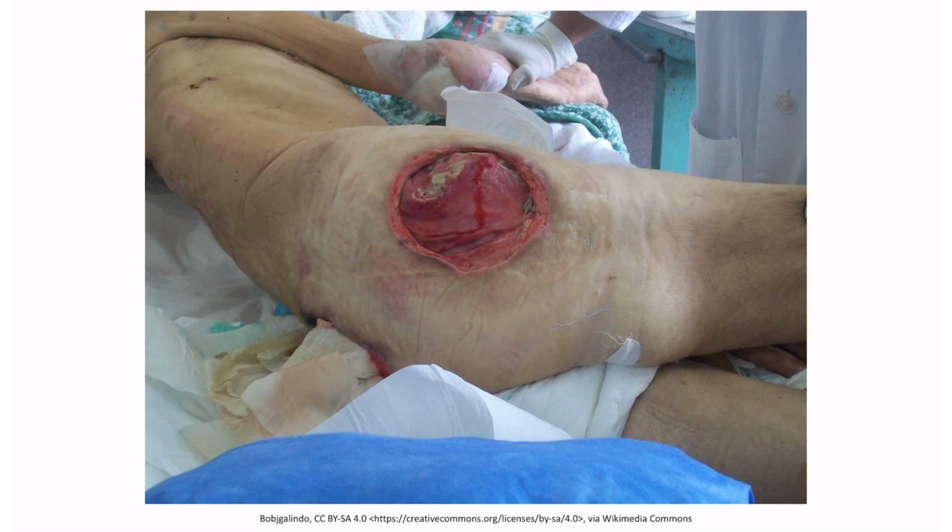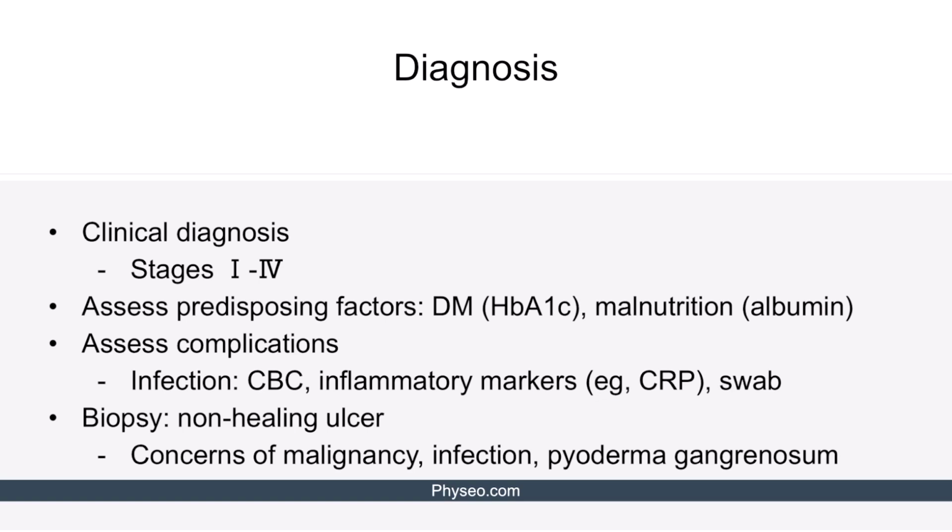And here we can see an advanced stage of a pressure ulcer, or stage 4. There's extensive tissue damage with loss of all skin layers and involving deeper structures. You can also see the exposed, damaged muscle. Diagnosing pressure ulcers is mostly done clinically, and then ulcers are staged from 1 to 4.